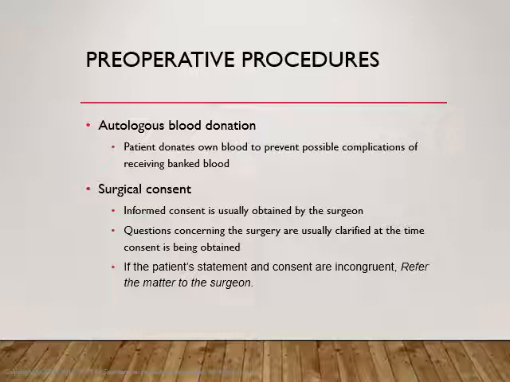Preoperative procedures. Autologous blood donation. Patient donates own blood to prevent possible complications of receiving banked blood. Surgical consent. Informed consent is usually obtained by the surgeon. Questions concerning the surgery are usually clarified at the time consent is being obtained. If the patient's statement and consent are incongruent, refer the matter to the surgeon.